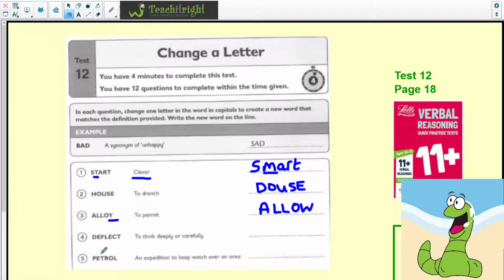And then we've got deflect, and to think deeply or carefully. Something you may do is reflect on things. So look back, think about what you've done. Reflect. Question 5, we've got petrol, and then the clue we're given, and the clue obviously is really important. An expedition to keep watch over an area. So this is patrol. Patrolling an area. So it might be a warden or a police officer patrolling.